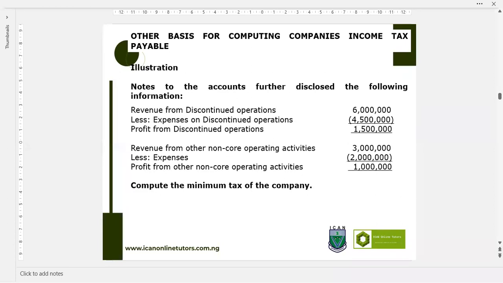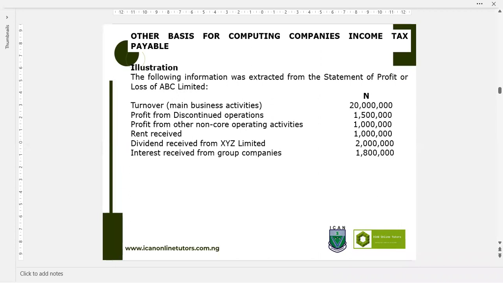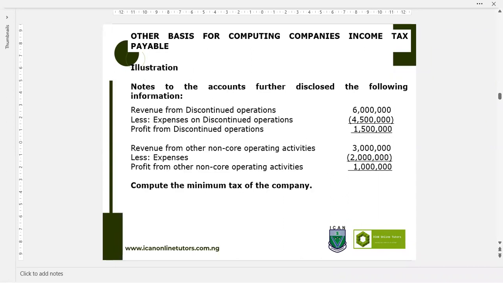Yes, following, sir. The information was extracted from the statement of profit or loss of ABC Limited. All information here is assumed to be correct. Turnover, profit, and so on. We have notes to the accounts which further disclose the following: revenue from discontinued operations, less expenses on discontinued operations, and so on. Sorry, I need to read fast. You have to compute the minimum tax of the company.